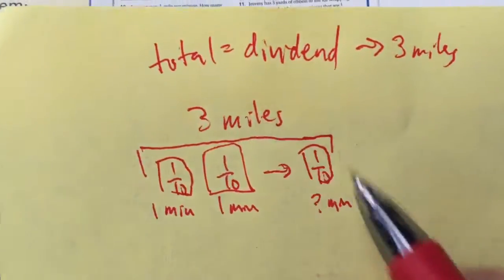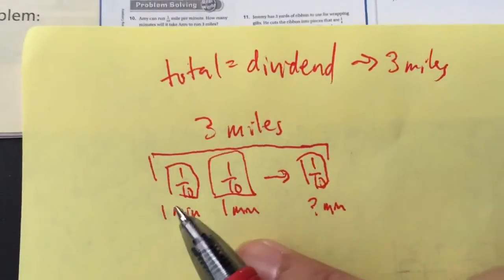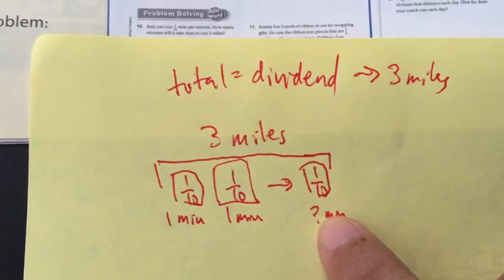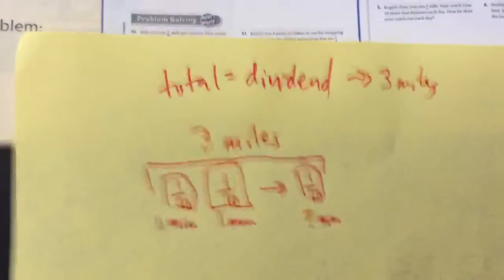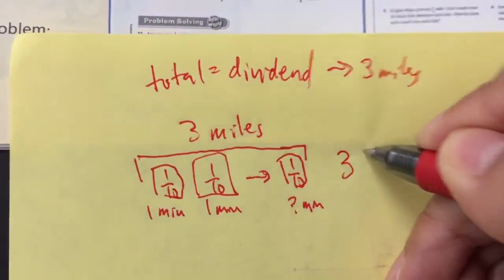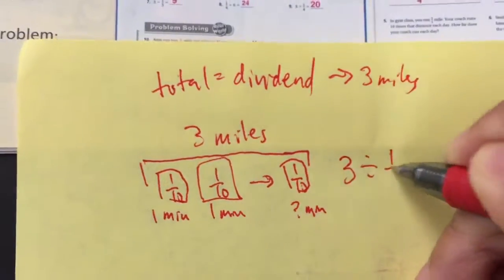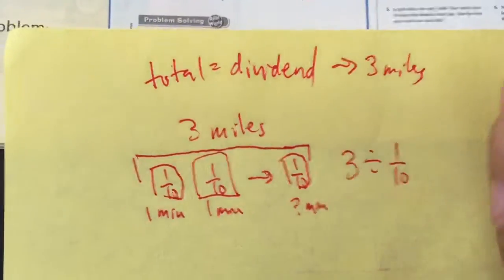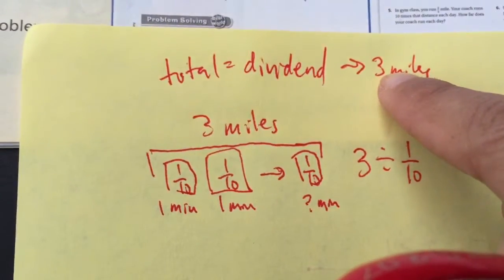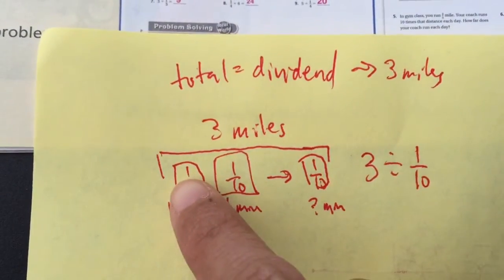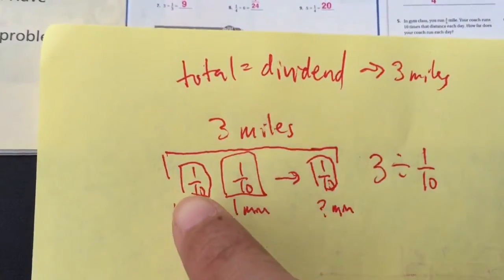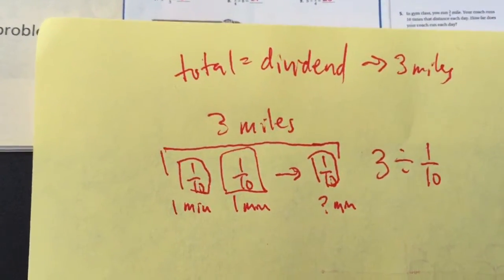So it's 3 minus 1/10, minus 1/10, minus 1/10, minus 1/10, until you get 0, and that'll tell you how many minutes she has run. In other words, it's 3 divided by repeated subtraction of 1/10. Your total miles is 3 miles, and she's running 1/10 mile per each minute. 3 divided by 1/10. And there's your picture for it.